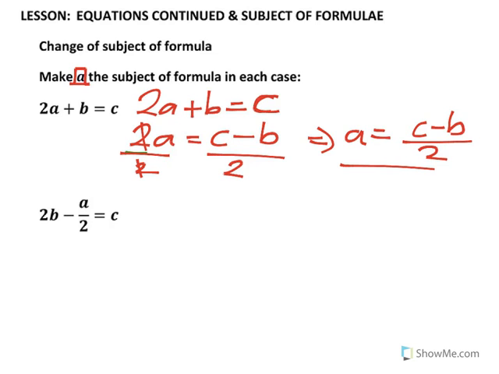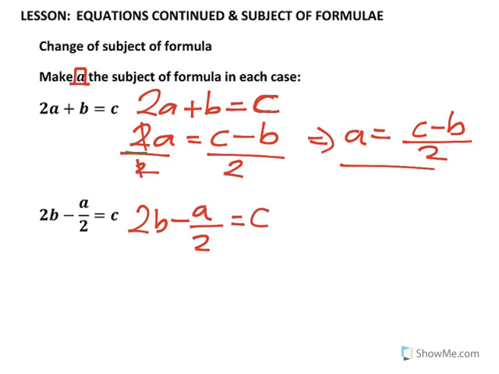In the other question here, they are saying 2b minus a over 2 is equal to c. They want you again to make a the subject of the formula. Now, as you can see here, you have got a in a fraction form, but a is mixed with a denominator of 2 and there is 2b.